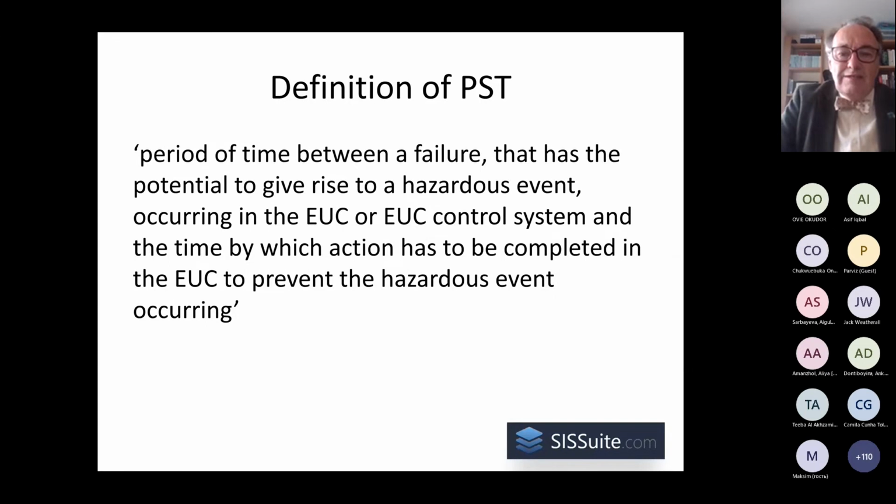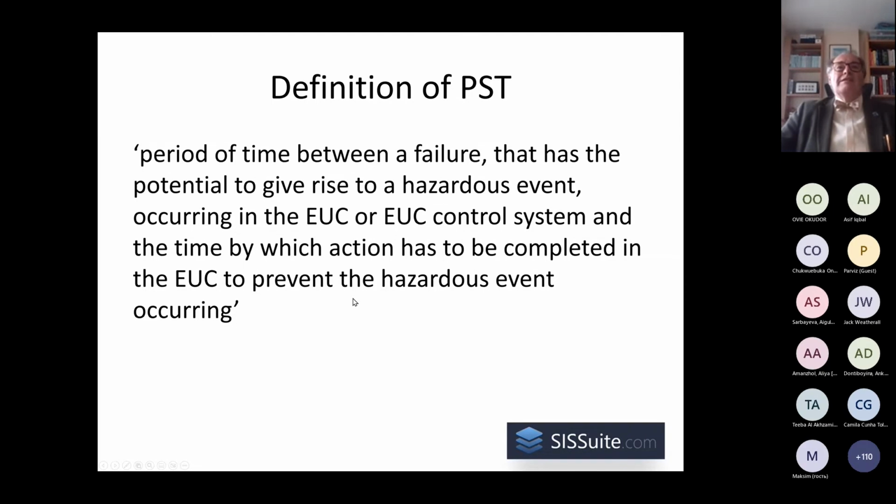If we turn to the standard for a definition of process safety time, this is what we find: the period of time between a failure that has the potential to give rise to a hazardous event occurring in the equipment under control or equipment under control system, and the time by which action has to be completed in the EUC to prevent a hazardous event occurring. Sheesh, quite a difficult thing to get your head around. And technically a little suspect, in that the equipment under control, by definition, includes the control system. So the specification of EUC or EUC control system could be argued to be redundant.